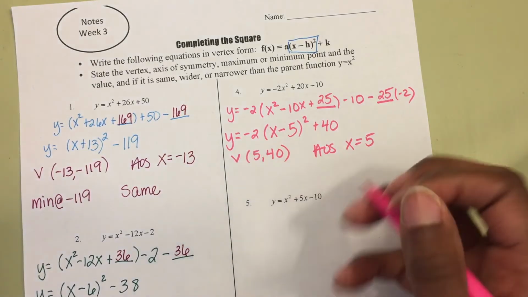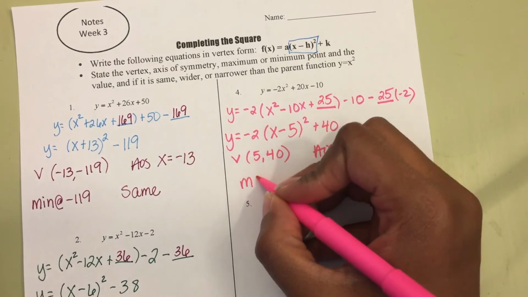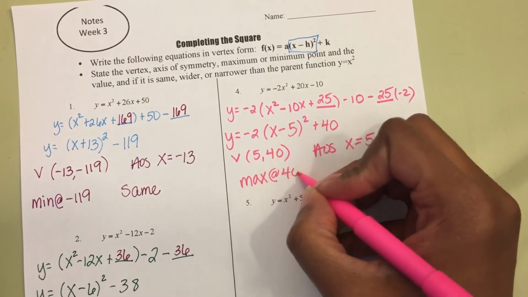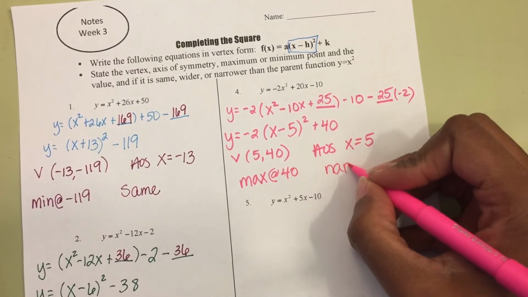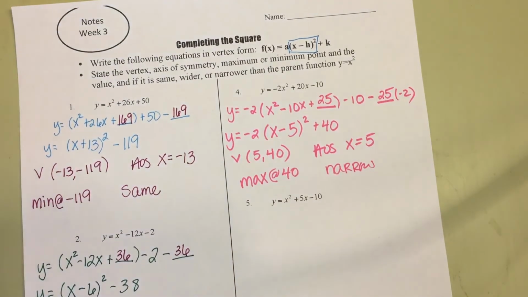Again, your A value this time is negative 2. So since A is negative 2, then we know that it's going to be a max at 40. And because it's 2, it makes it narrow. Remember, if A is greater than 1, it's narrow. If A is 1, it's the same. And if A is between 0 and 1, then it's going to be wide.